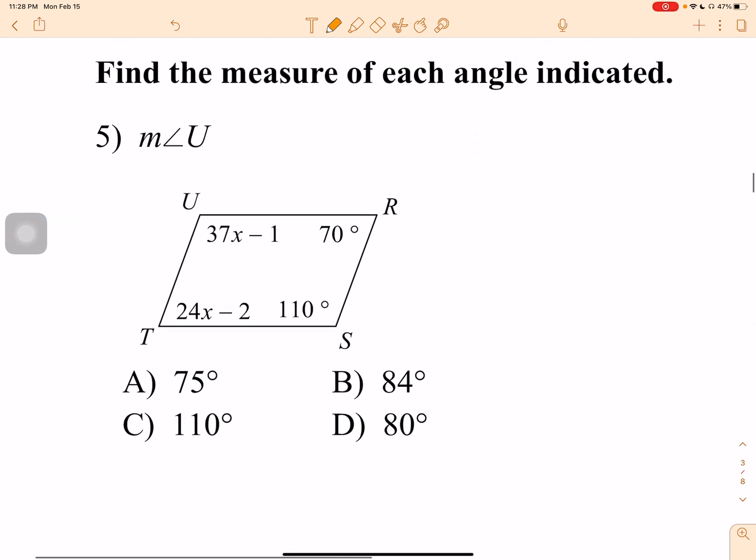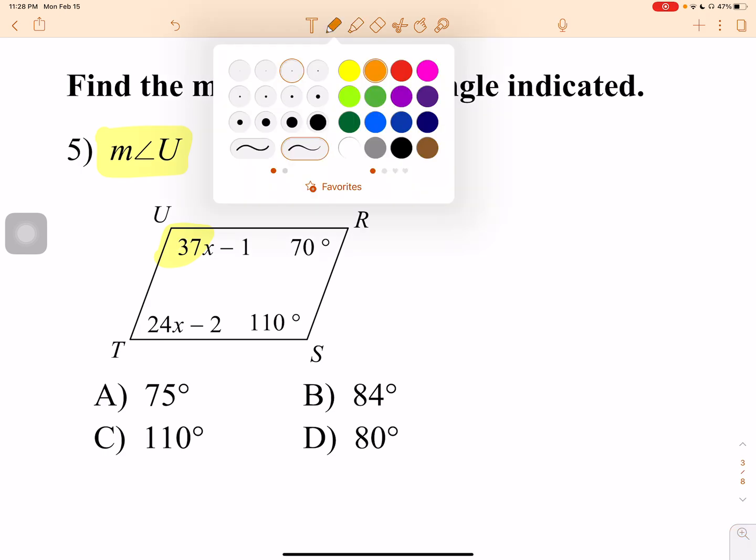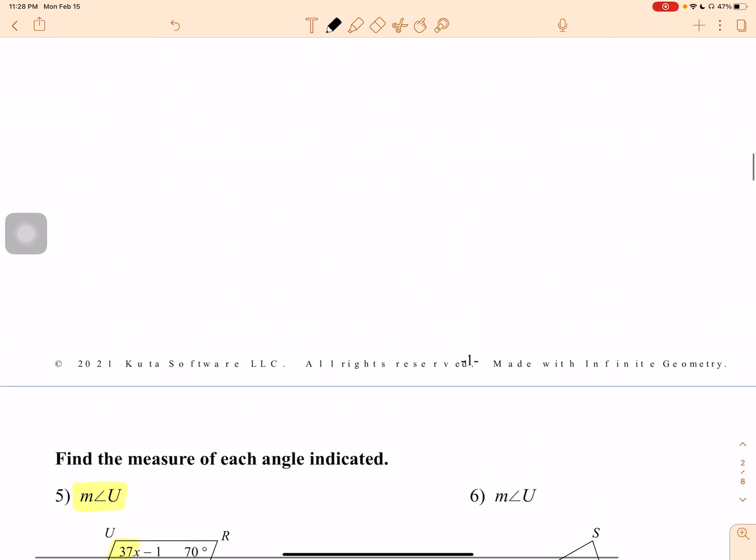All right, so number 5. It says find the measure of each angle indicated. So this time it's telling you we want the measure of angle U. So I want to know what this angle is going to equal, but I'm missing the x there, so I really need to find the x. Now it says, let's see here, does it say if it's a parallelogram? Oh, it does not.